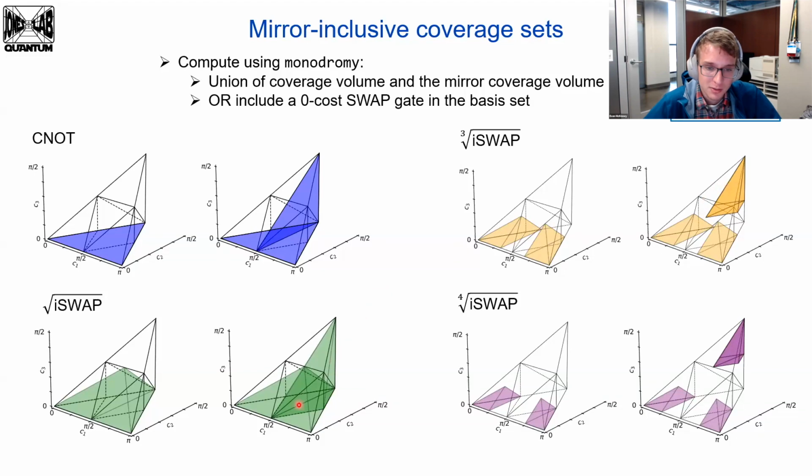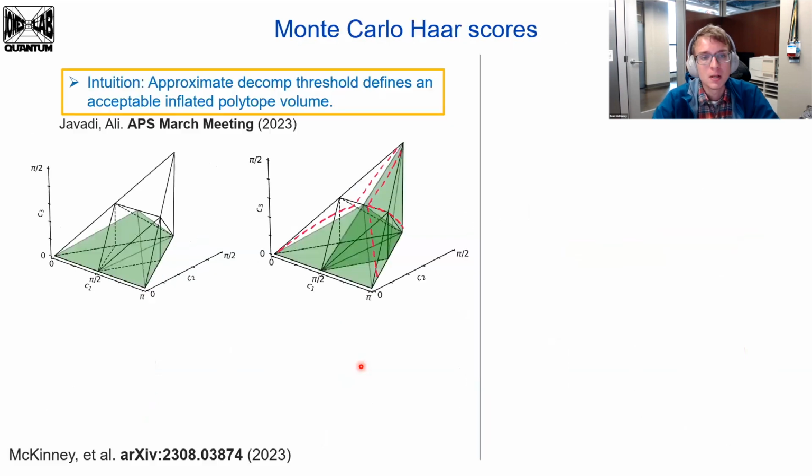I'll also point out that these are 3D volumes that are more obvious to see in software when I can pan around. So this is actually a pretty large volume of the Weyl chamber. And it leads us to ask, when you add these mirror volumes, how much does it improve your hash score, which is the next thing I'll show you.